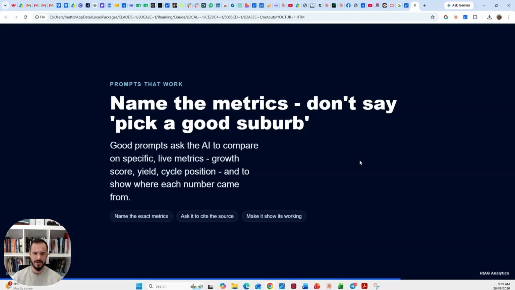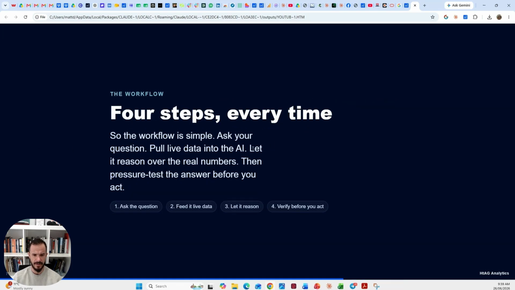Now, I really want to hone in on this one here. Let the AI reason over the real numbers. Let me just go back. So one thing that's very important, first we need to address whether the AI can pull the information, i.e. the data needs to be MCP compatible, i.e. the AI needs to be able to read the data, okay?